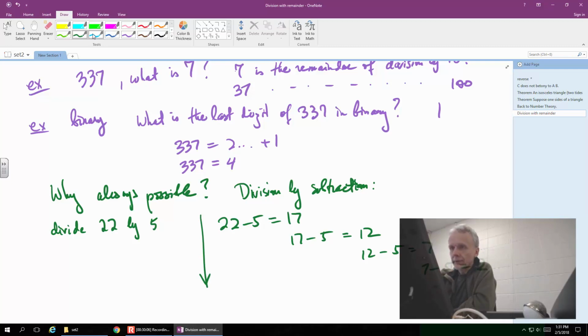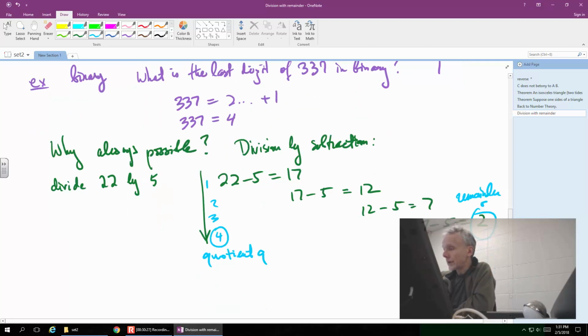A remainder 2, that's right. So this is my remainder. And the quotient is 4. That's right. So the number of steps, 1, 2, 3, 4. This is my remainder R, and this is quotient Q.